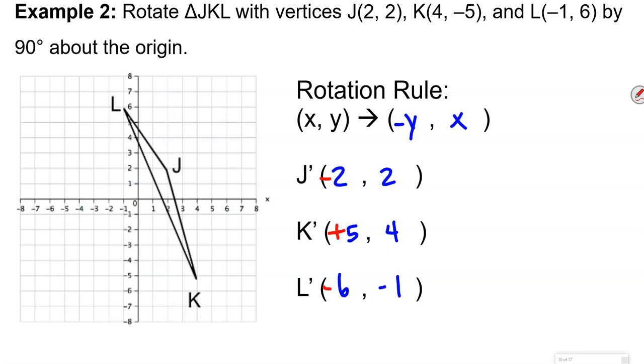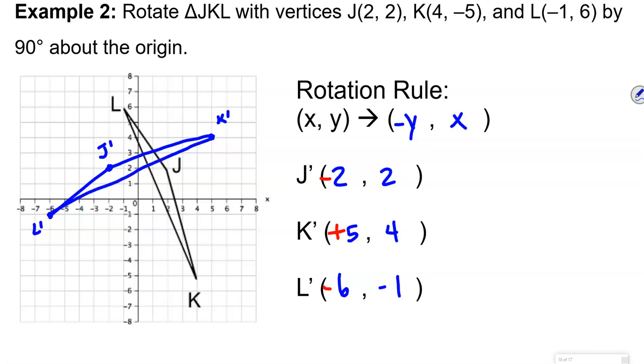So now these are the numbers that we're actually going to plot. So we're going to plot (-2, 2). That's my J prime. We're going to plot the K prime, (5, 4). And then we're going to plot the L prime, which is (-6, -1). And then we're going to go ahead and draw these lines on here.